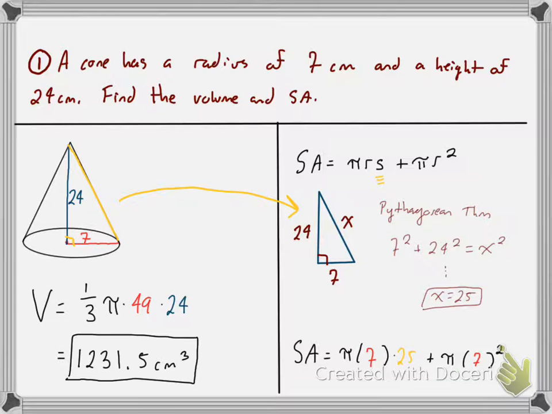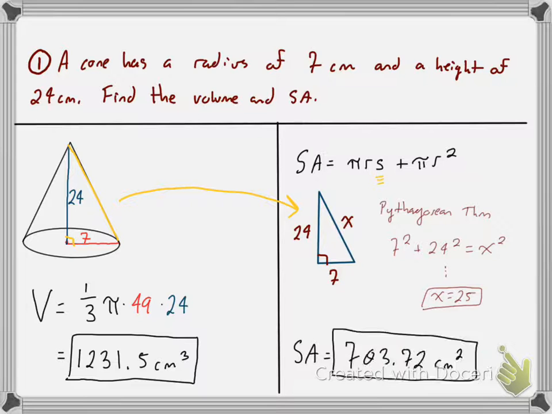So when I plug all that stuff in, I do pi times 7 times 25 plus pi times 7 squared, and I end up getting 703.72 centimeters squared.